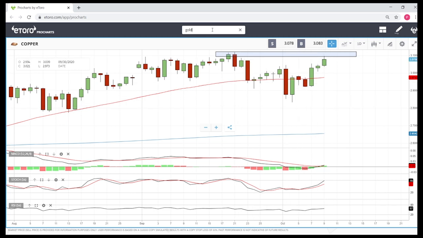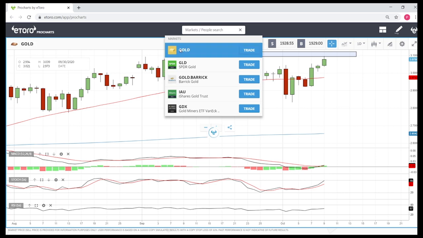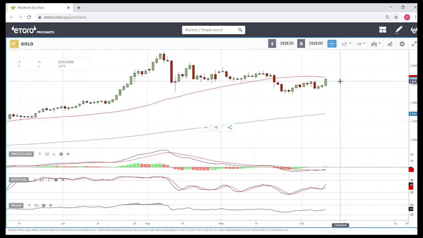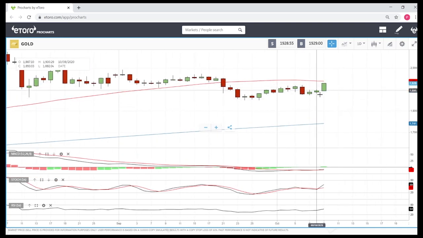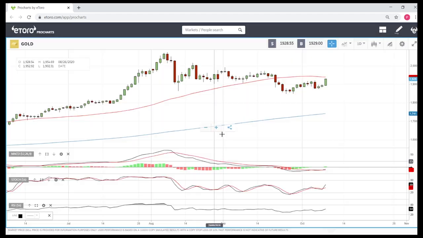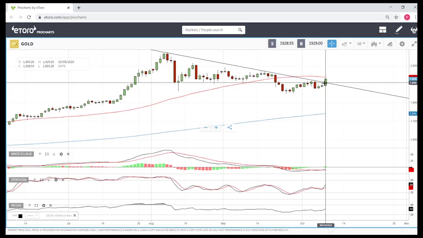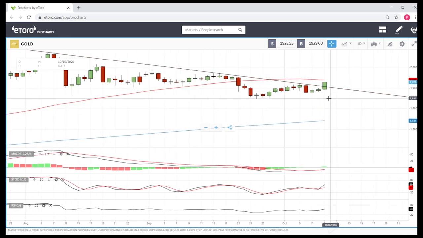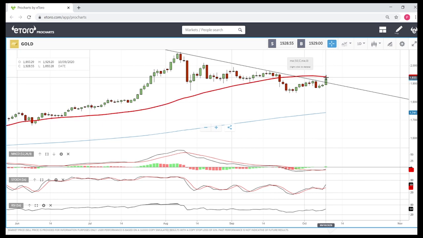So if you look at gold, gold also exploded to the upside on Friday due to the decrease in the US dollar index, and so did silver, which we'll check afterwards. However, we are still trading underneath the 50 moving average. We did have a trend line here, which was broken. However, we are still trading underneath the 50 moving average. We have not tested it.